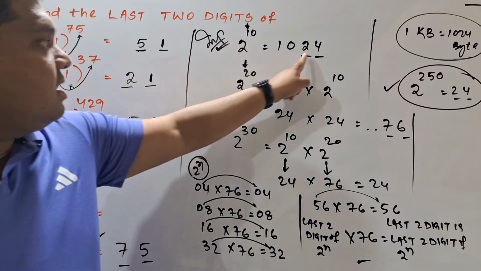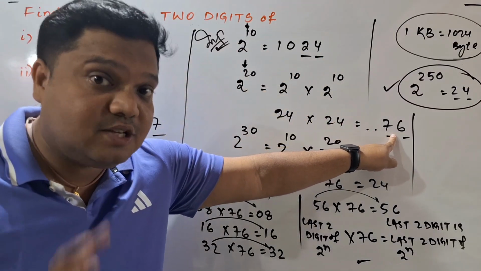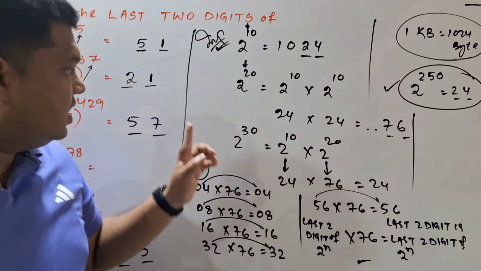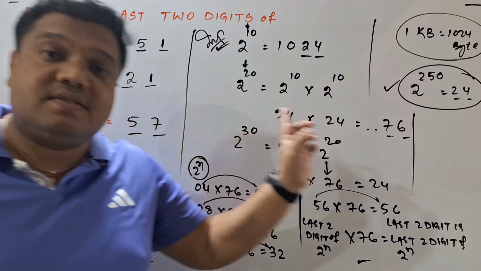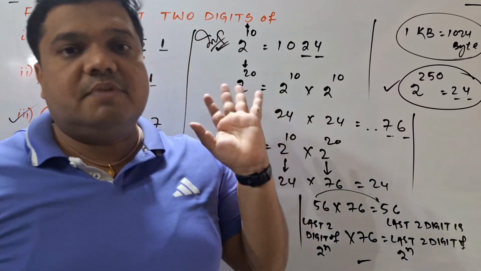2 to the power 10, last 2 digits are 24. 2 to the power 20, the last 2 digits are 76. 2 to the power 30, it is 24. 2 to the power 40, it is 76. 2 to the power 50, it is 24, because of the tens place. You have to observe the tens place of the power.